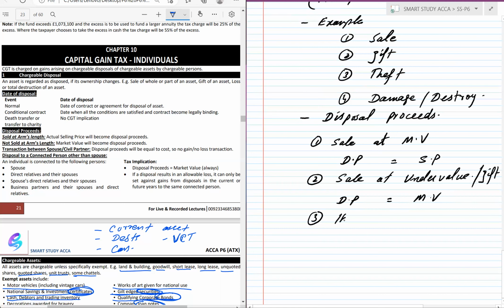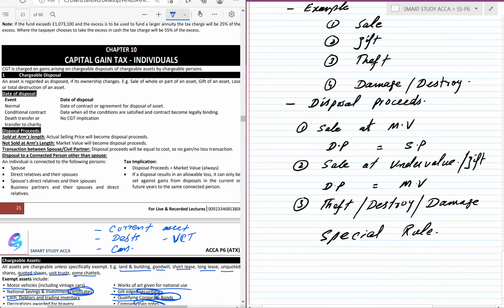Third one, in case of theft or destroy or damage, there are special rules. Because in these cases, we will have to consider the insurance proceeds. So we will have to check with the insurance company either we have received any insurance proceeds or not. So calculations will depend upon insurance proceeds in these cases. So that's why there are special rules for the calculation of gain or loss in these cases.